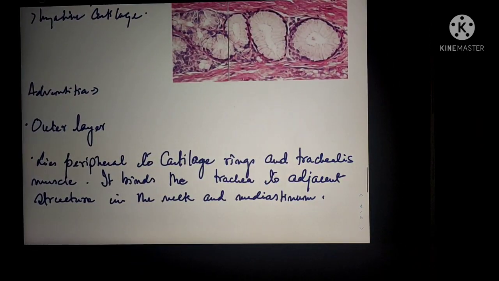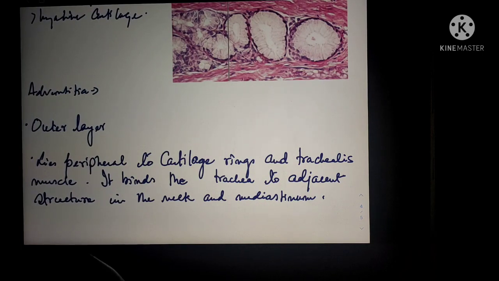The final layer is the adventitia. It is the outer layer. It lies peripheral to the cartilaginous ring and the trachealis muscle. It binds the trachea to the adjacent structures in the neck and the mediastinum, and contains the largest blood vessels and nerves that supply the tracheal wall, as well as the layer of lymphatics that drain the wall.